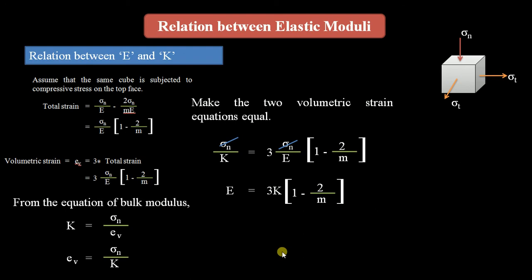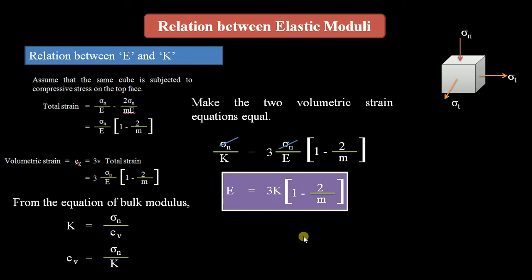So this is the formula which is giving the relation between E and K, Young's modulus of elasticity and bulk modulus of elasticity. So remember this relation also, a very important relation. That is E is equal to 3K into 1 minus 2 by m. E is the Young's modulus, K is the bulk modulus, and m is related to Poisson's ratio. 1 by m is the Poisson's ratio here.